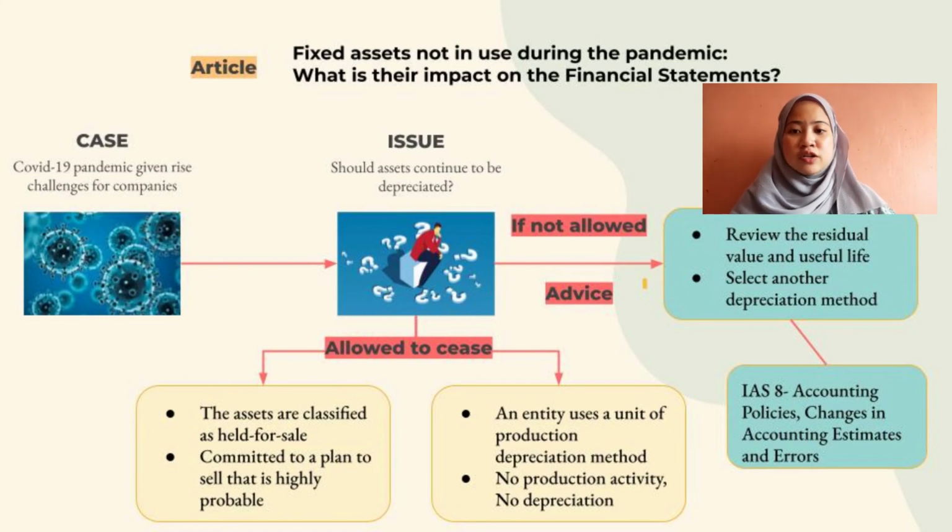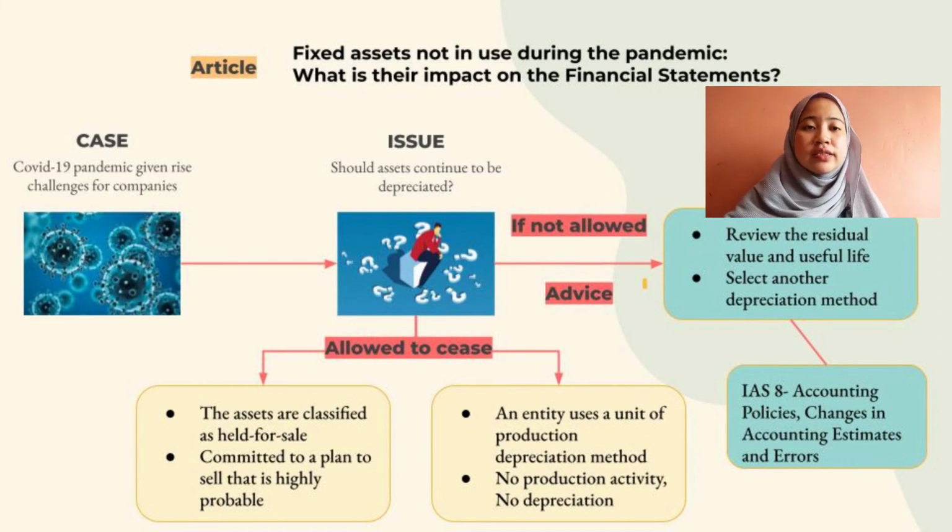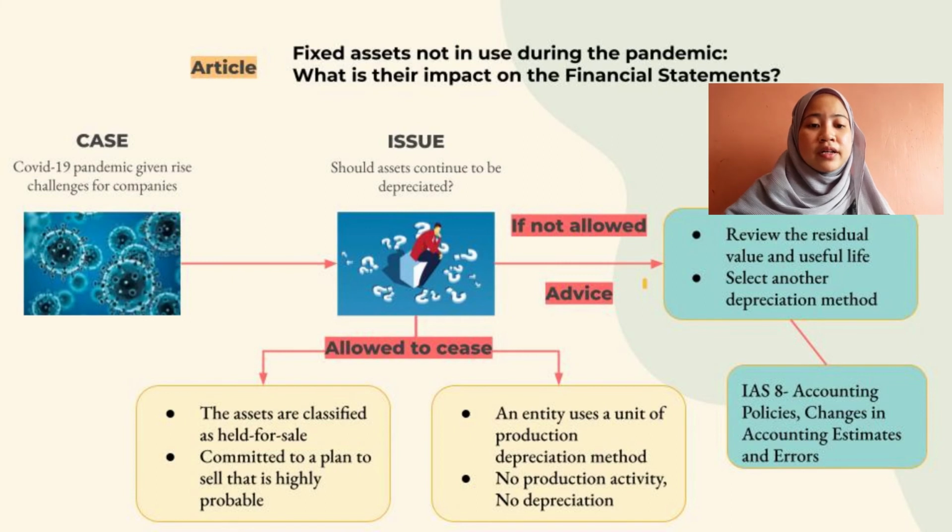So the issue is, should assets continue to be depreciated? This requires the company to evaluate how their assets will be used and what the impact is on the financial statements. Depreciation is only allowed to cease if the assets are classified as held for sale in accordance with IFRS 5, or if they are written off. Another scenario where depreciation ceases is when the entity uses a usage-based depreciation method, for example the unit of production method, which does not generate any depreciation charge if no production activity takes place.